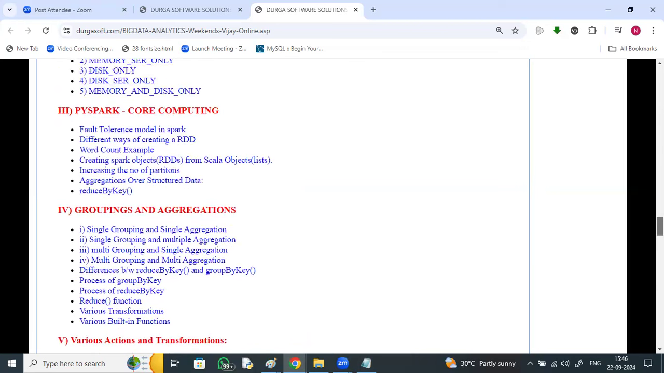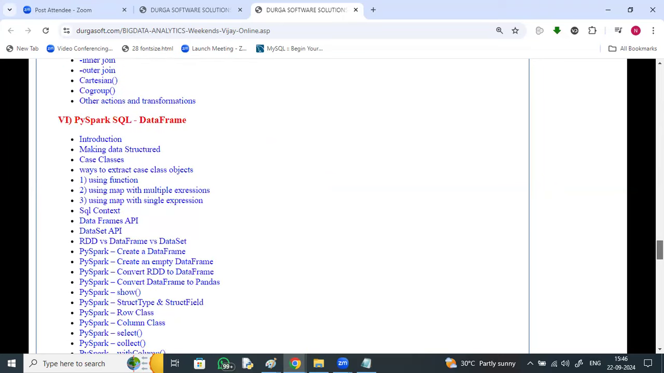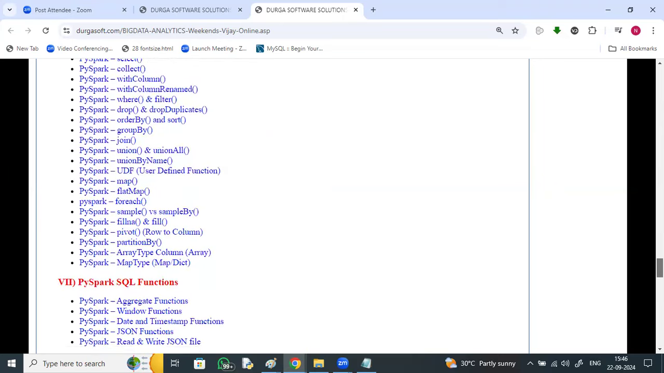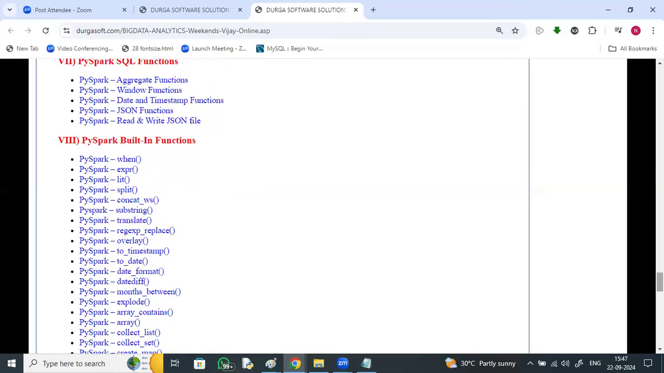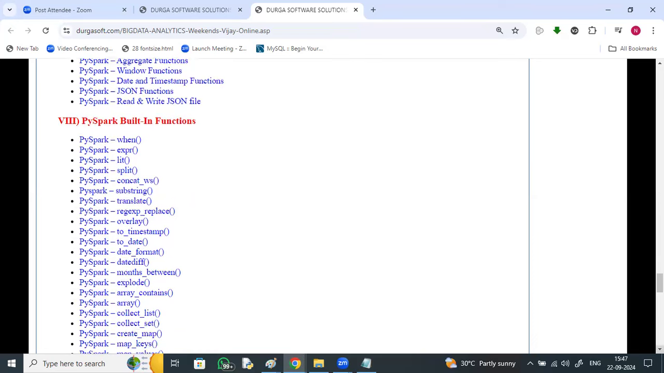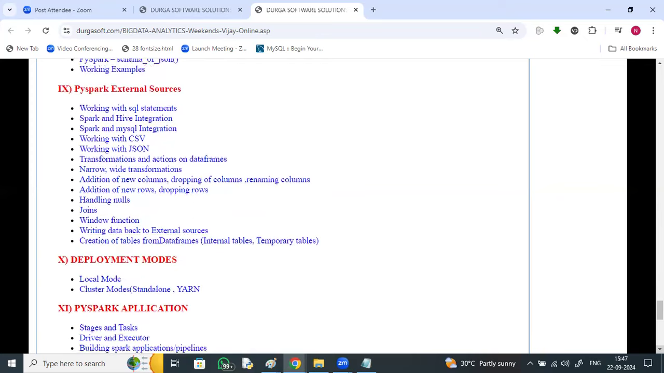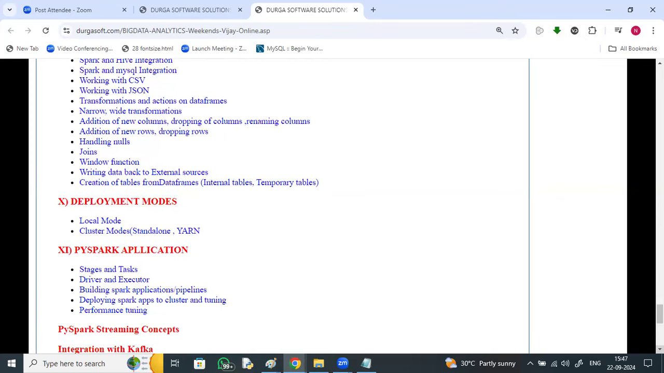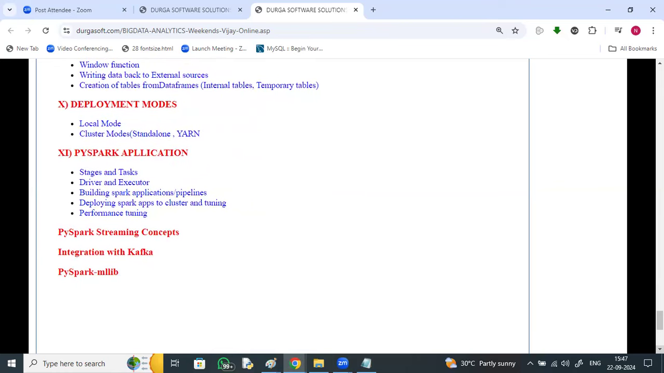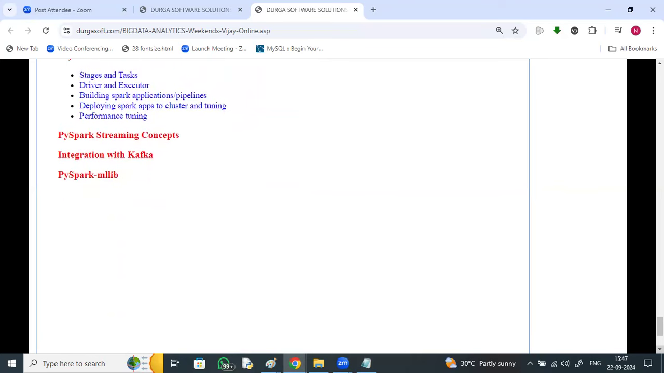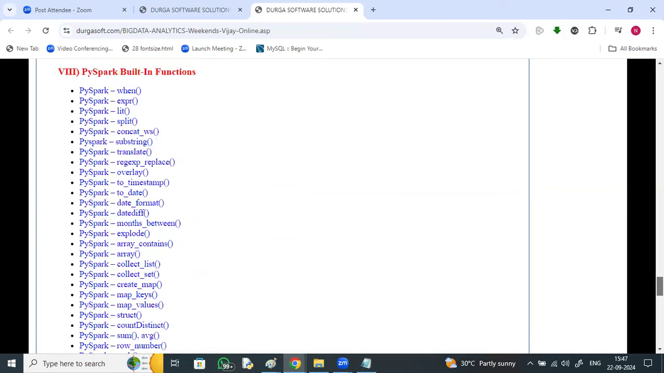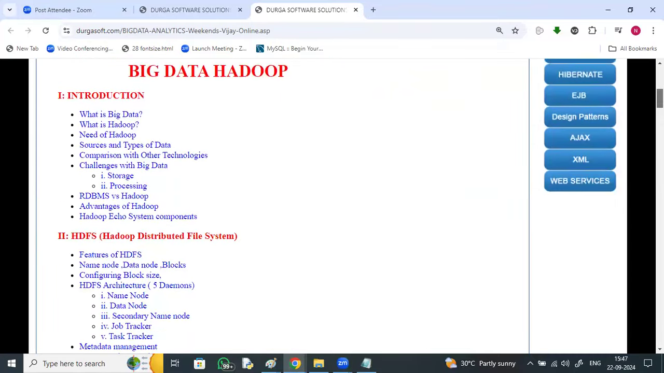Deployment. See these groupings and aggregations, various actions and transformations, PySpark SQL DataFrame, PySpark SQL functions, PySpark built-in functions, PySpark external sources, deployment modes, PySpark application, PySpark streaming concepts, integration with Kafka, PySpark MLlib. Apart from this, if you don't have knowledge of Python, the entire Python course, an advanced one, is also going to be discussed, so check with that. You can see the course content in the chat, everyone.